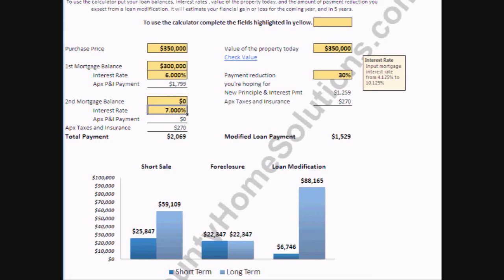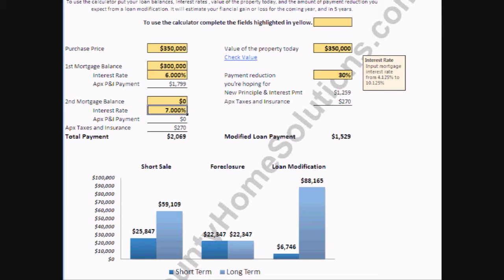In this case, this person saves $88,000 over the next 5 years, and that's by reducing their monthly payment by 30%. Now that's a variable in the calculator you can change yourself as well. It could be 5%, 10%. It could be 80% reduction. Sometimes the banks will offer you a loan modification that will be 150% of your current payment. We'll teach you how to avoid those too.